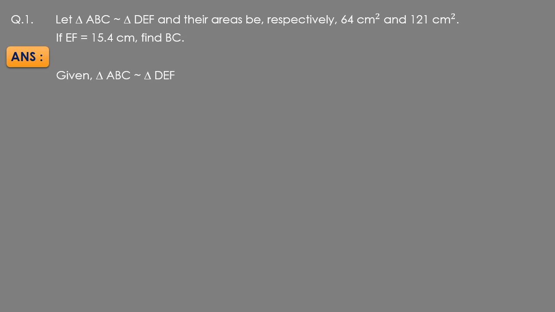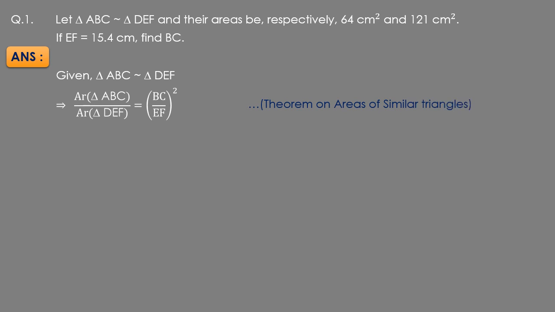We are given that triangle ABC is similar to triangle DEF, and we know that if two triangles are similar, the ratio of their areas is equal to the square of the ratio of their corresponding sides. So here we can write area of triangle ABC upon area of triangle DEF is equal to BC upon EF whole square. Reason: theorem on areas of similar triangles. Here we have written for BC and EF because we have to find BC and EF is the given side in the question, right? Otherwise we know that we can write it for any two corresponding sides.